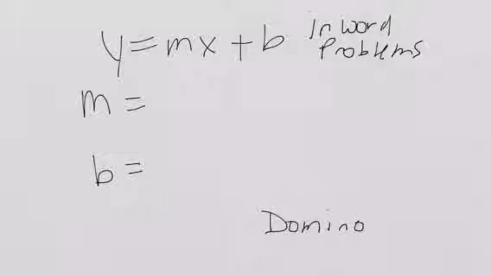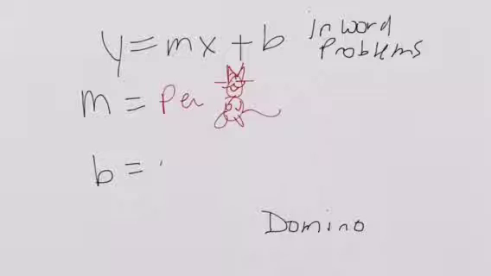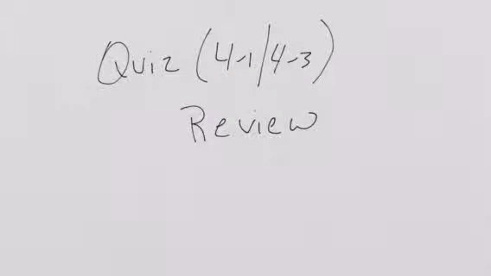So a reminder that our slope is always our per number. So think of Domino, and he'll help you with your math. And that the b is always the one-time charge. And now you've reviewed for the quiz.